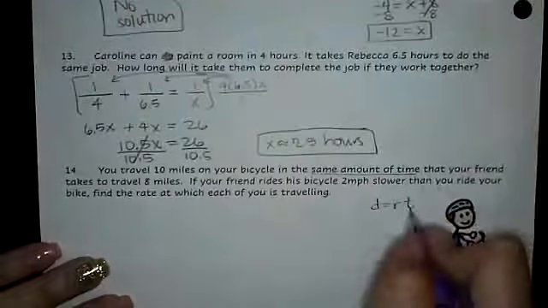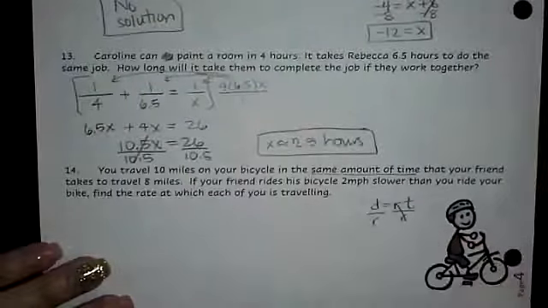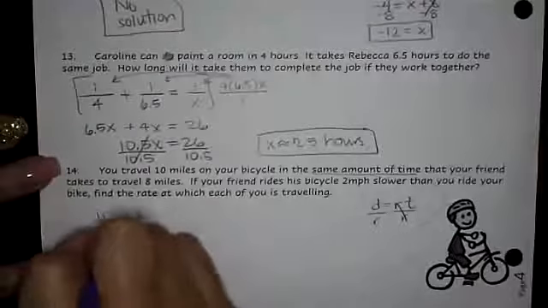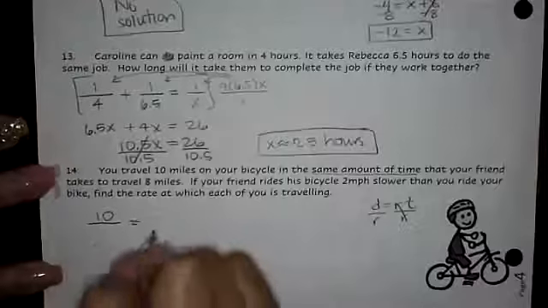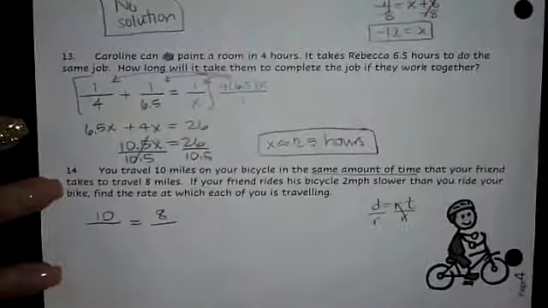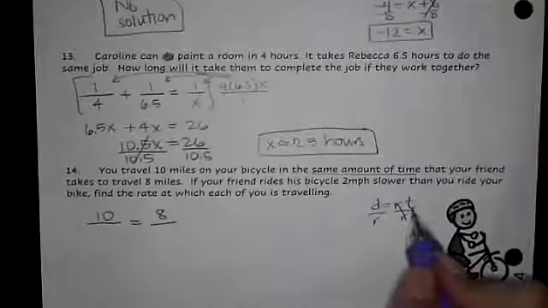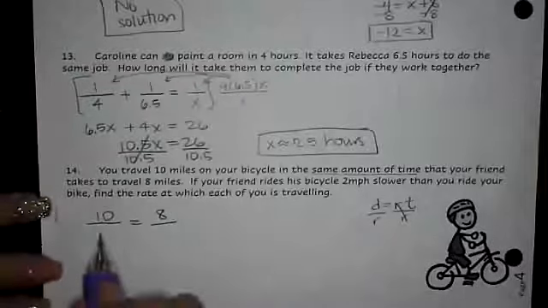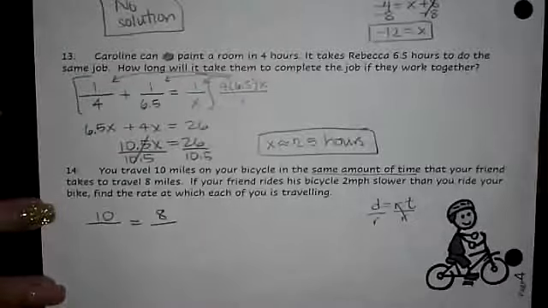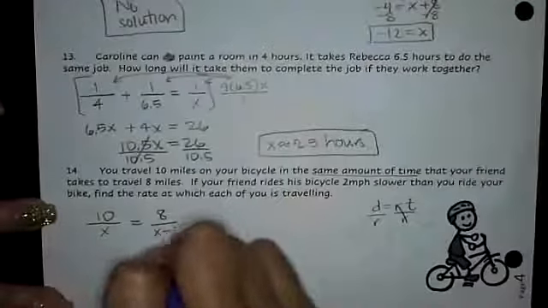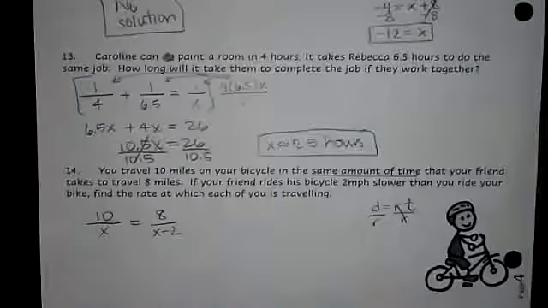So I want to get the time by itself. So we divide by r. And so that's distance over rate is equal to time. So you travel 10 miles and your friend travels 8 miles in the same amount of time. So I can set them equal to each other since it's the same amount of time. Now for your rate, you don't know how fast you were traveling, but you do know that your friend goes 2 miles per hour slower than you. So your rate is going to be x, and your friend's rate would be x minus 2. Those are our unknowns. That's what we're looking for.